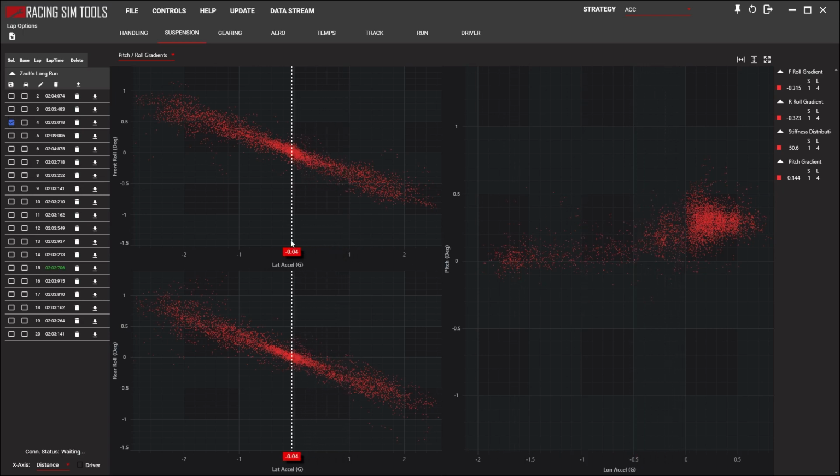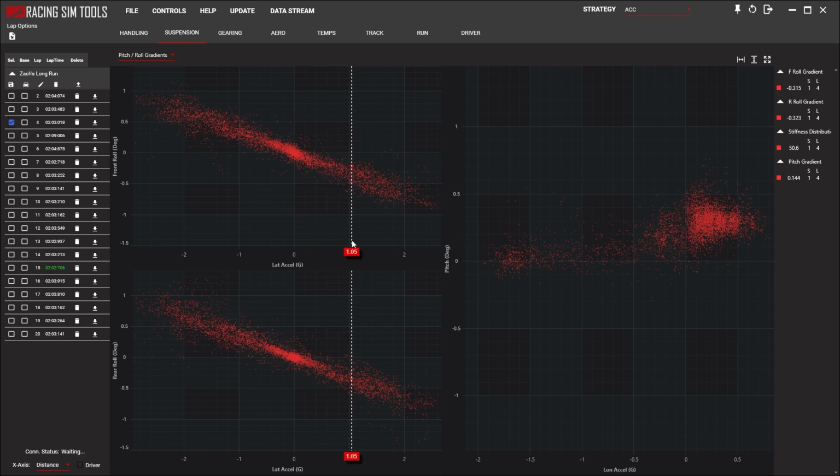What this is telling us is, you can see there's quite a few different dots on the graphs, but there is a trend, right? There's a linear trend here, and that linear trend is what we refer to as the roll gradient. On the right-hand side, where we have the roll gradients, you can see the actual slope of the line. The front roll gradient, this top left graph, is 0.315. So what does that mean? It means for every G of acceleration, the car is going to roll 0.315 degrees.